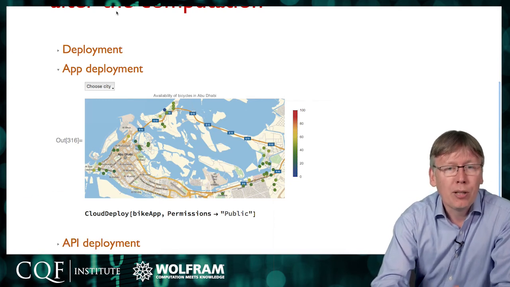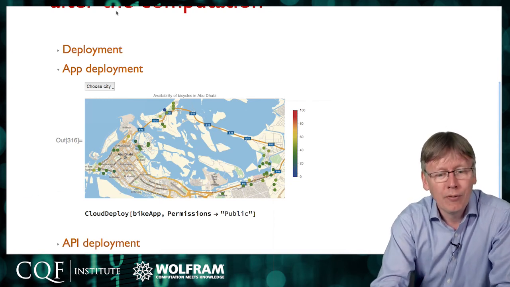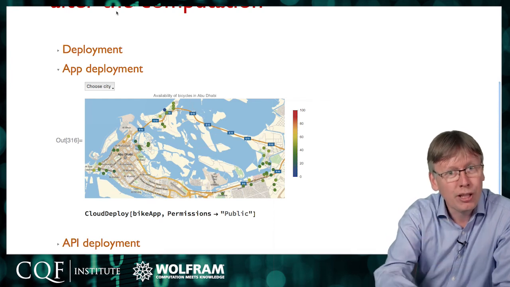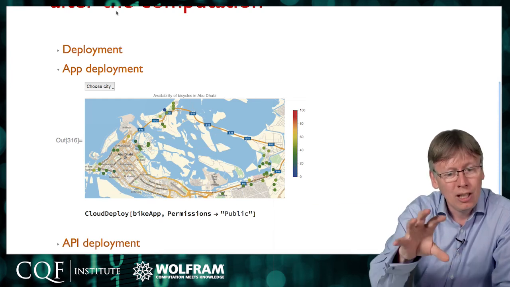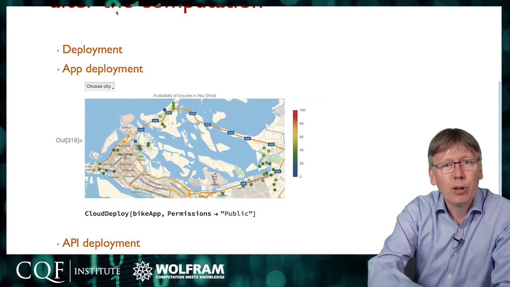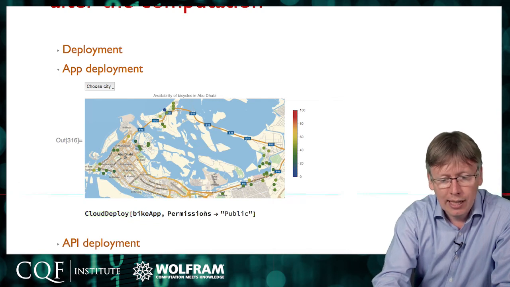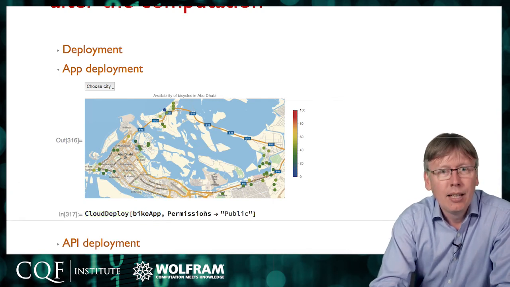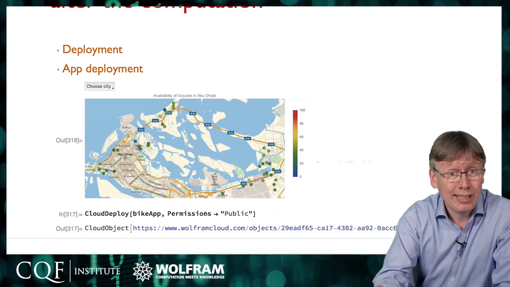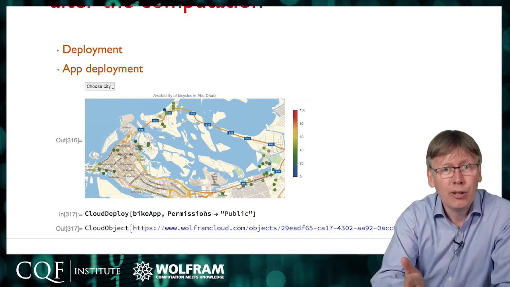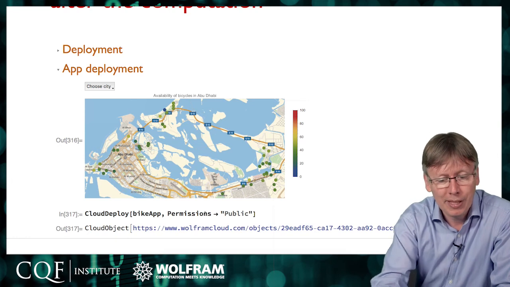But what we can do, because we have a symbolic representation of the logic of the program and a symbolic representation of the interface, we can push that to this cloud-based server by just taking the app that we've created and saying deploy that, and I'm going to give it public permissions, and that means that anyone in the world could use it. I could set it up to be private so that only I could look at it or some named individuals, but here I've made it public.